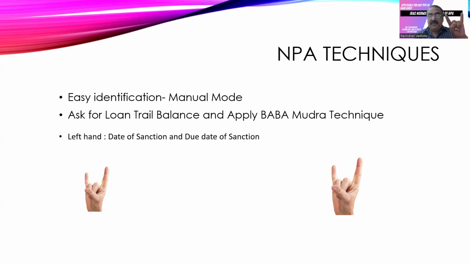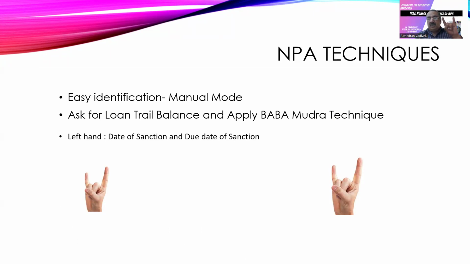Now, left hand. In left hand, this finger goes for the date of sanction, this finger goes for the due date of sanction. So you have to fix your finger on the date of sanction, then see the due date of the loan. Just pull it, pull it, pull it. If there is a due date of the loan, but even then there is an outstanding there, then you can classify the outstanding as NPA. That is, any loan outstanding after the due date, you can classify as NPA.